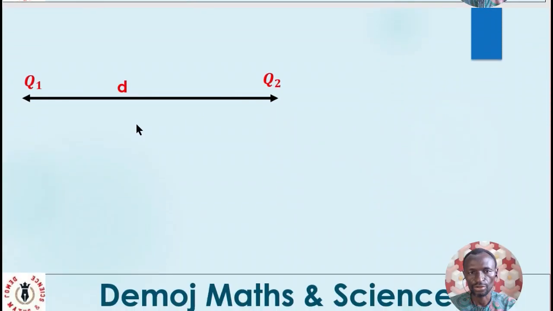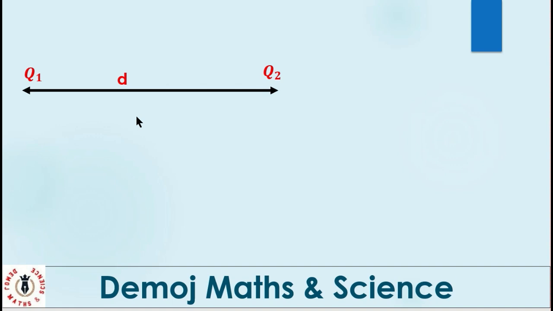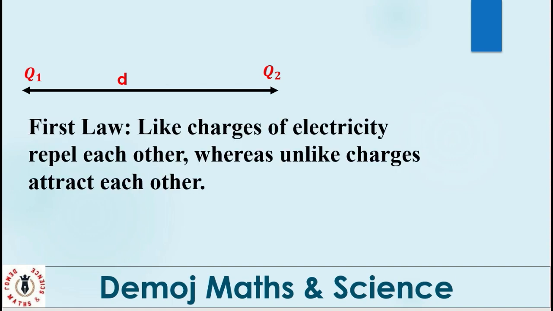Like I promised in the introduction, I will explain Coulomb's law of electrostatics. Now, there are two laws of electrostatics, the first law and the second law. The first law of electrostatics tells us that like charges of electricity will repel each other, whereas unlike charges will attract each other.